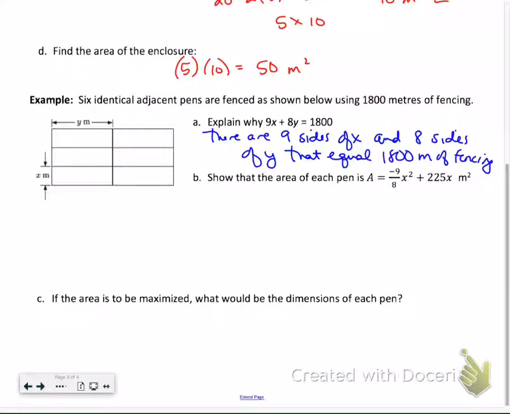Okay, so to find the area of a pen, the area is going to be x times y. Well, notice this equation does not have a y in it, so I want to get rid of the y. So I'm going to take this equation right here, because the area is based off this perimeter. I mean, I only have so much fencing that I'm using here. So I'm going to take that equation, solve it for y, and then plug it into that area. So I'm going to go ahead and start solving that equation. So I move the 9x to the other side and then divide everything by 8.